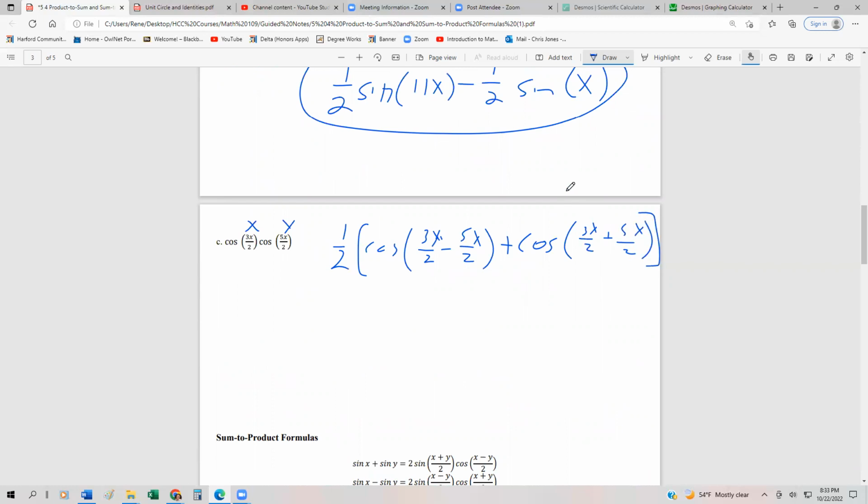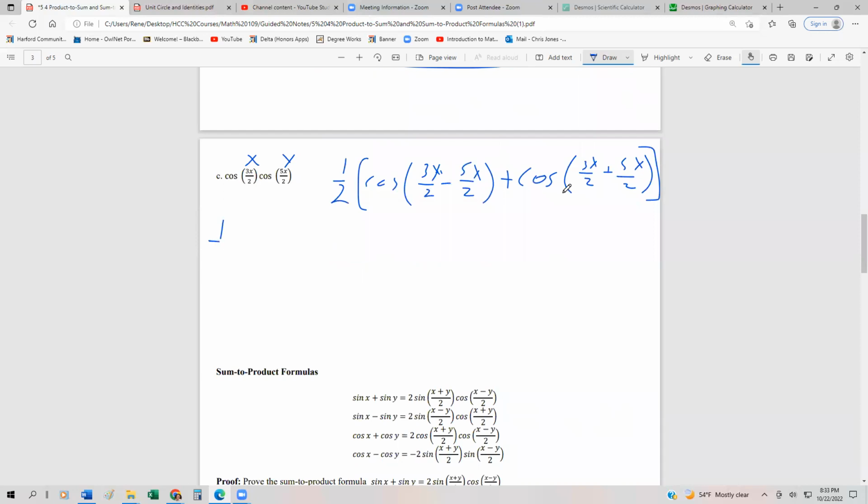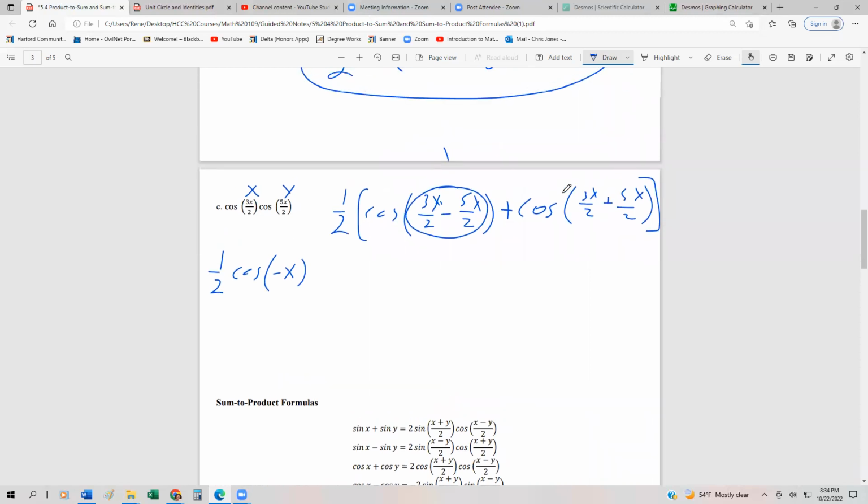All right, and so we distribute, and that's going to give us 1/2 cos. We'd have negative 2x over 2, or just negative x, when this simplifies. So again, just making sure we understand how that works, that would be negative 2x over 2, which is just going to be a negative x. And then here, this is going to be 8x over 2, or 4x. Okay, so 1/2 cos negative x plus 1/2 cos of 4x.